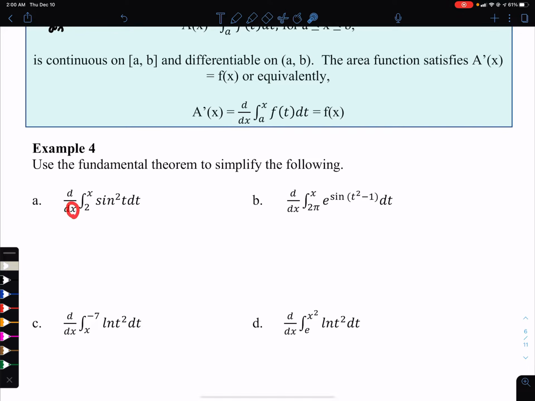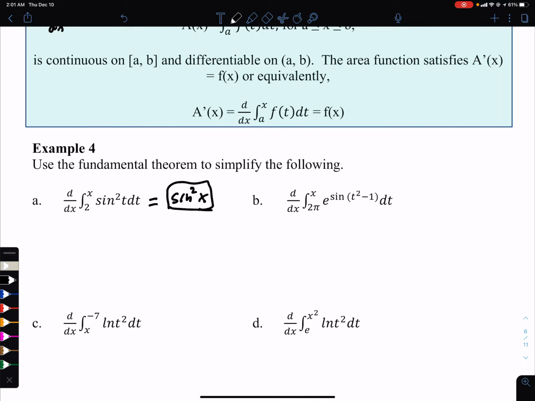So our variable is x, there it is. And that is a constant matching a constant x. And this says the answer is you should place x in for t. So this will be sine squared of x, and that's our answer. That's it. We've done it. Okay, go ahead and pause and do B.